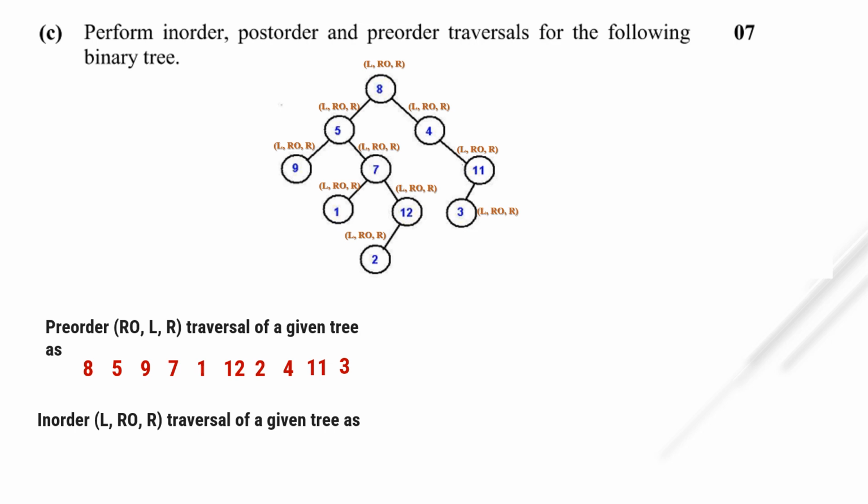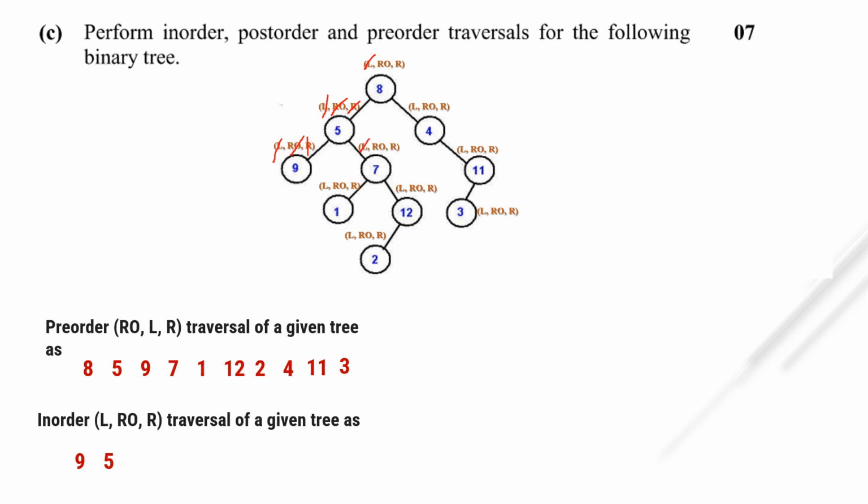First go to the left, this left. We reach 5. Once again go to the left subtree, we reach 9. There is no left subtree, so process root node. What is the answer? 9. Go to the right subtree, there is no right subtree. Now we have to process the root node. What is the root node? 5. 5 will be the answer. Go to the right subtree of 5. When we reach the right subtree of 5, we get 7.